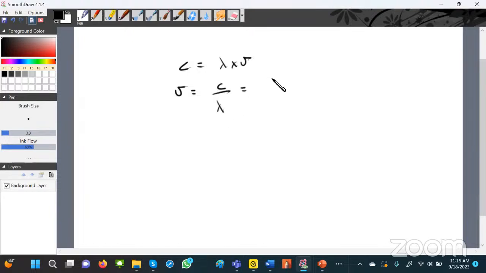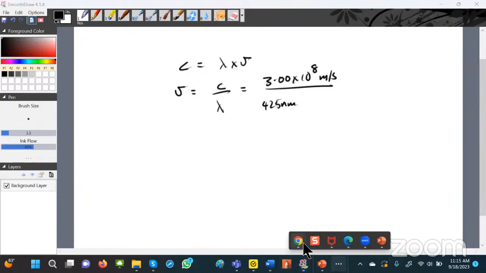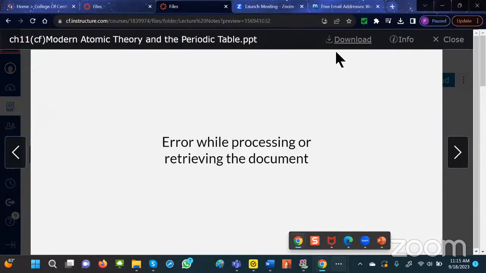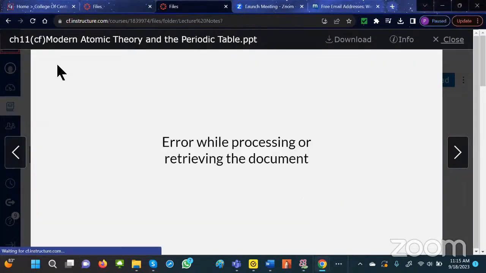Now c is always going to be equal to 3.00 times 10 to the 8 meters per second divided by the wavelength. Now what's the wavelength? The wavelength is 425 nanometers, right? What we have to do is convert that into meters, all right? Now there's a table that I provided for you, which helps you. You don't need to memorize the relationship, so that's why I provide a table. Let me see if I can find it.